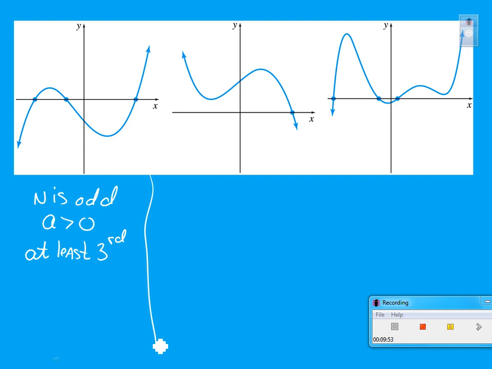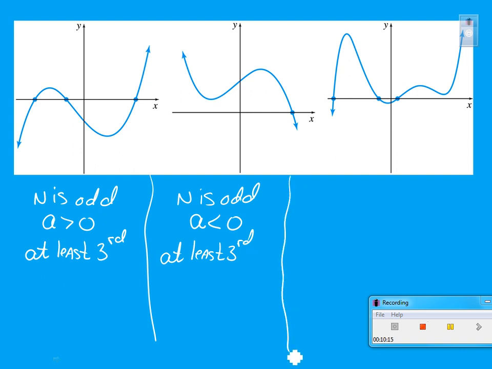On my next one, I know one branch is up, one branch is down, so it's got to be odd again. So n is going to be odd. I know that a is going to be negative. There's 2 turning points, so this thing's got to be at least a 3rd degree. It could also be a 5th degree, it could be a 7th degree.